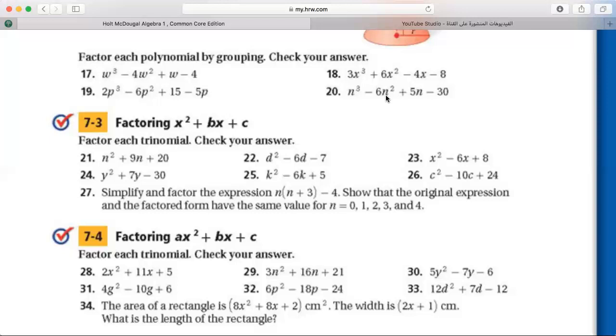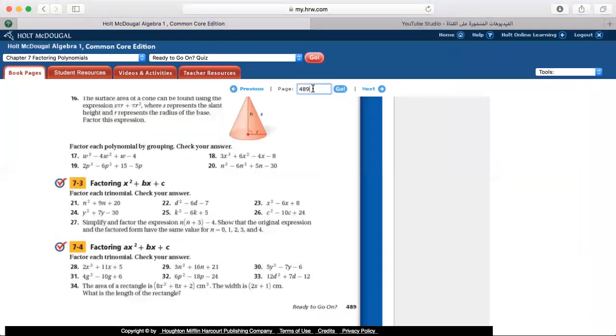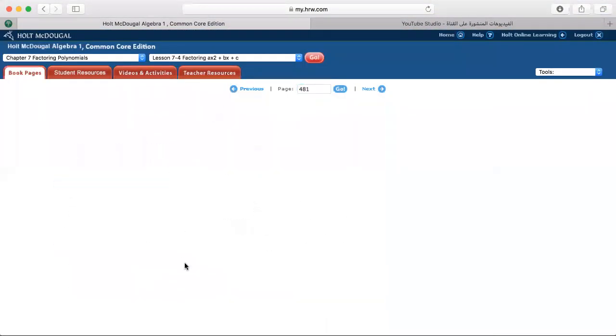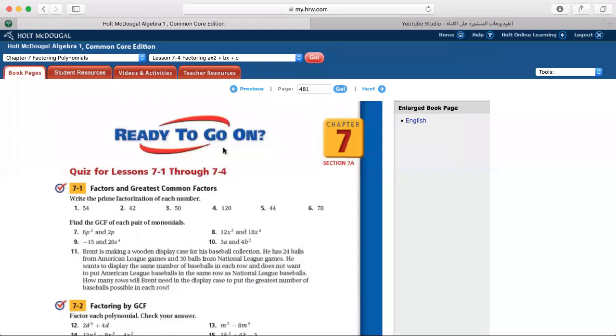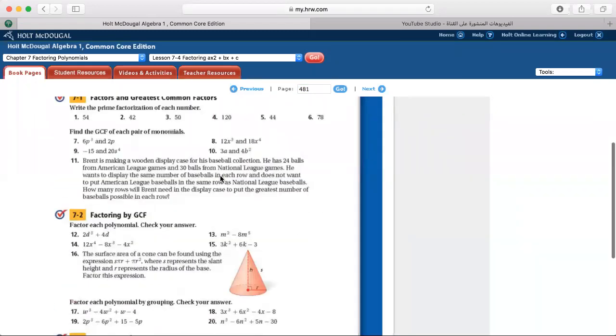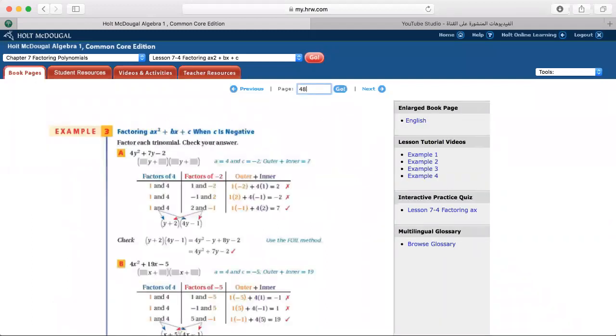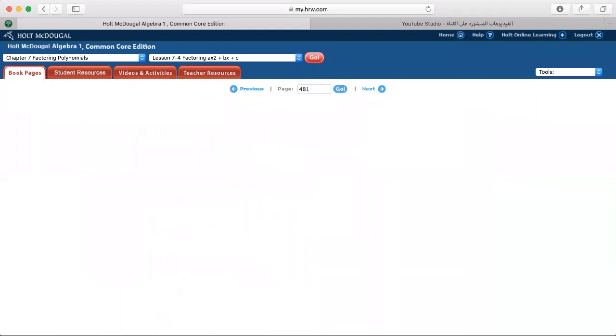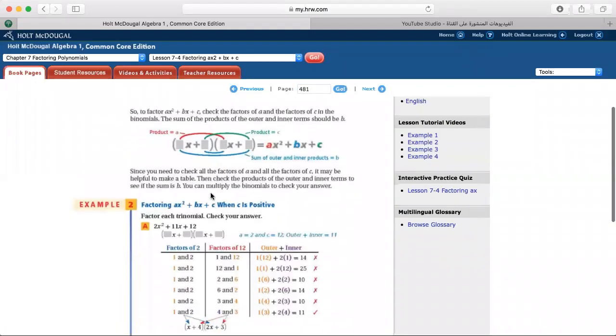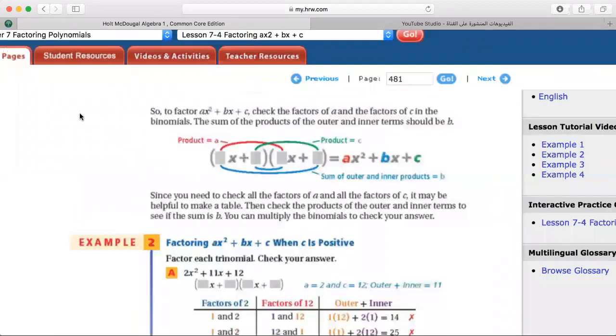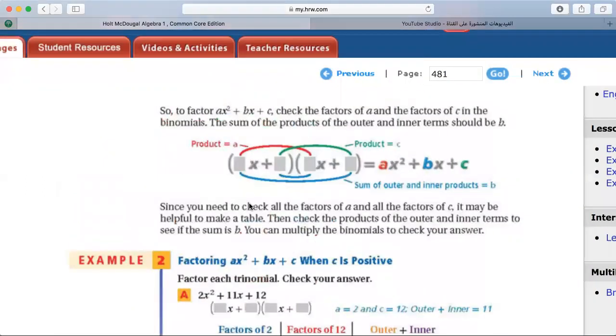Let's go fast to page 481. Yes, this one. Outer and inner, you remember it?